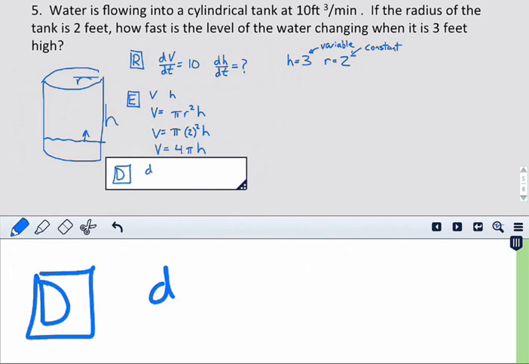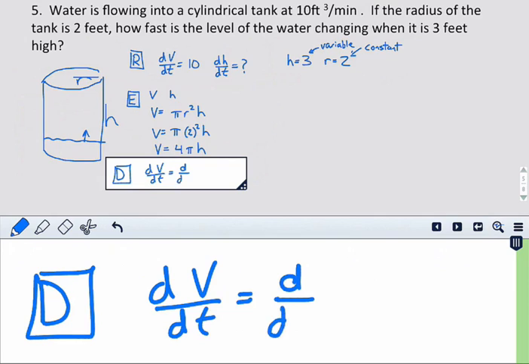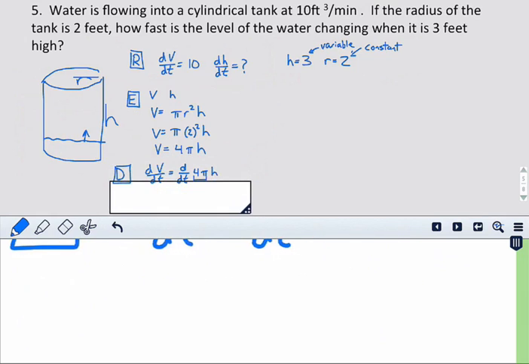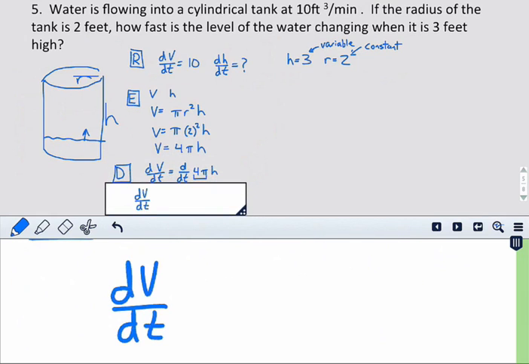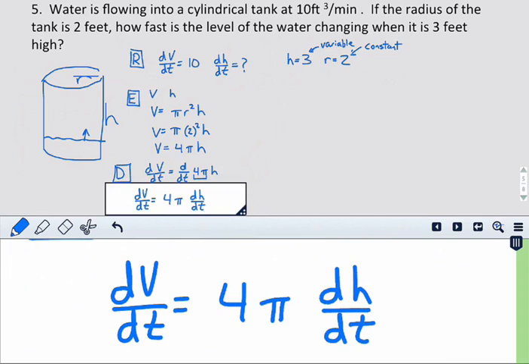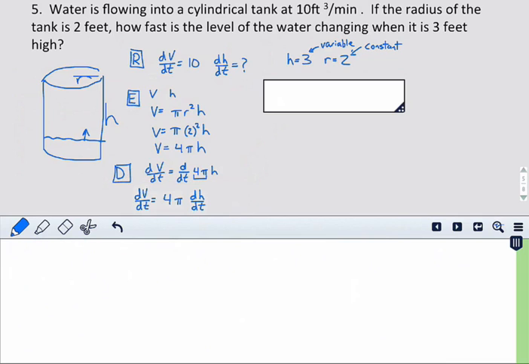So we're going to take our derivative of V with respect to t. It's going to be our derivative with respect to t of 4 pi h. Now you'll notice here that 4 pi is just our constant. So dV over dt will just be 4 pi times dh over dt. So we still have our chain rule there. So now we'll go ahead and substitute everything we know.